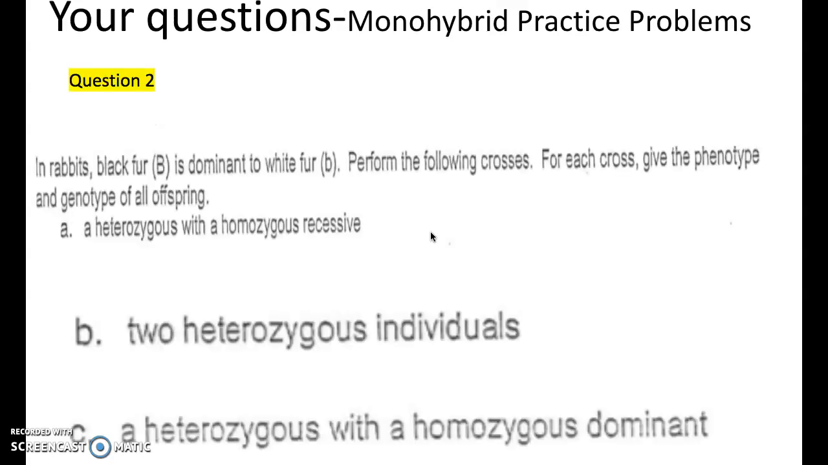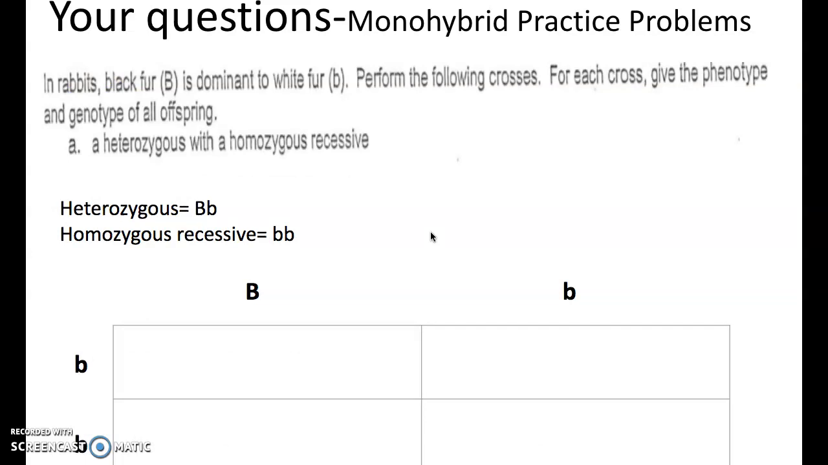So one of the questions was for monohybrid practice problems. Question 2 had 3 different parts, right? So in rabbits, black fur is dominant to white fur. You are performing the following crosses. There are 3 different examples, and I will go through each one of them. For the first one, you are crossing a heterozygous rabbit with a homozygous recessive rabbit. So I'm looking at the heterozygous rabbit, which is big B, little b, and the homozygous recessive rabbit, which is 2 small letters.